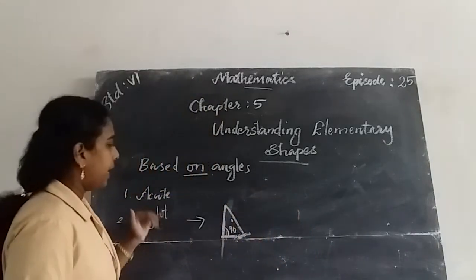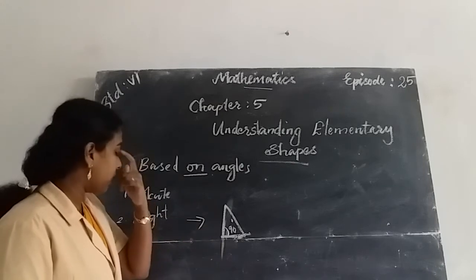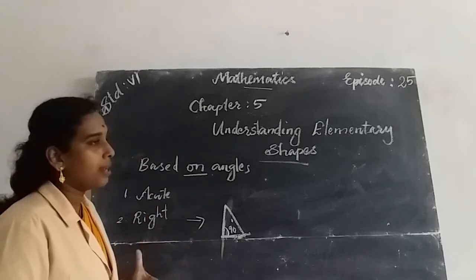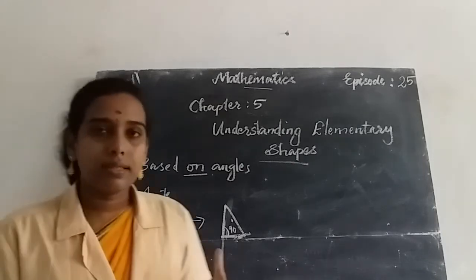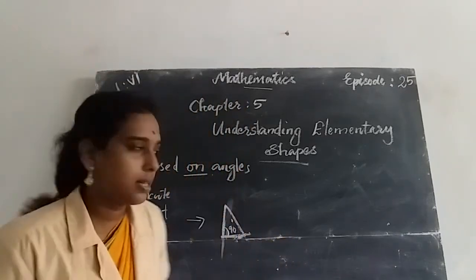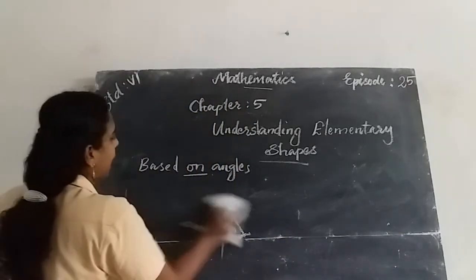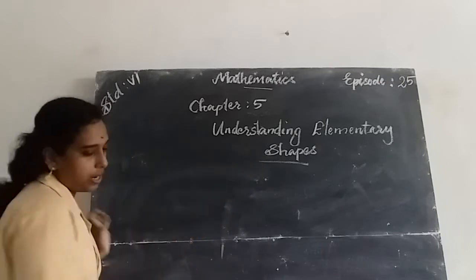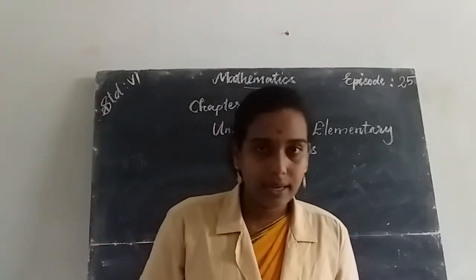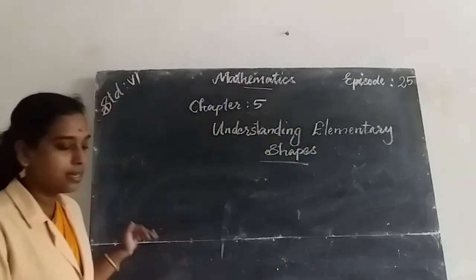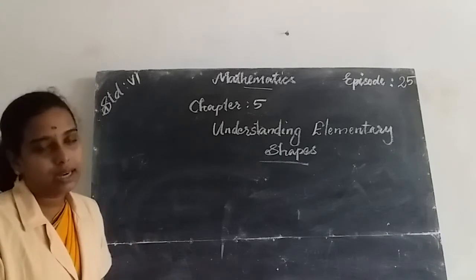If any of the angles is more than 90 degrees and less than 180 degrees, then the triangle is said to be an obtuse angled triangle. So based on angles, triangles are classified into three types: acute angled triangle, right angled triangle and obtuse angled triangle.